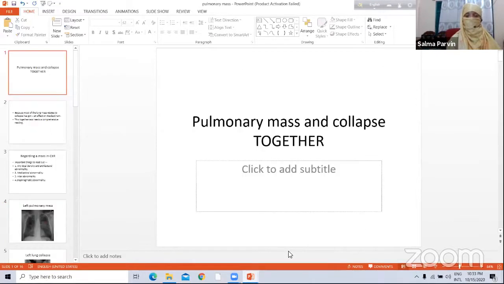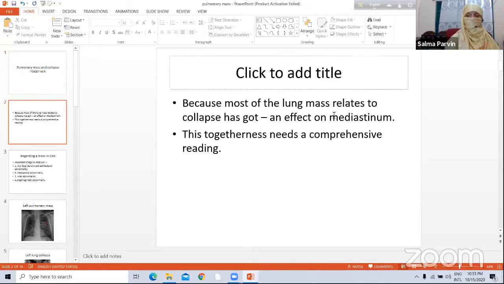Now we shall try to conclude the session with whether this lesion present in the chest X-ray is a consolidation or a mass. And we have given a caption here that pulmonary mass and collapse together, because most of the lungs relax the collapse as part and effect on mediastinum. These together need a comprehensive reading.